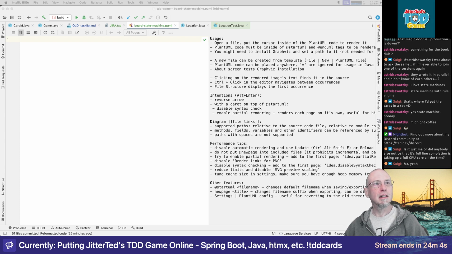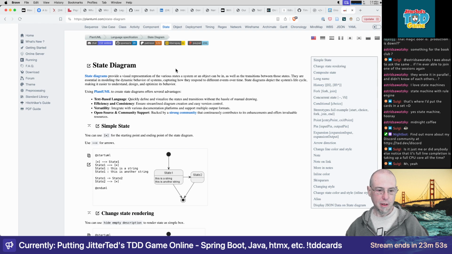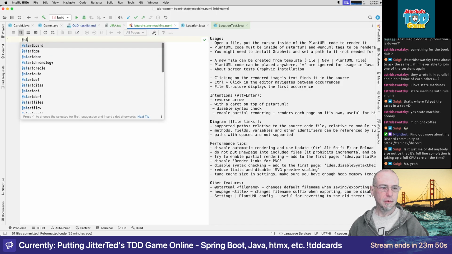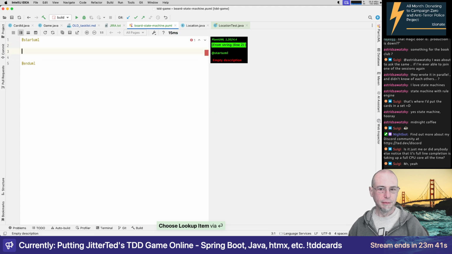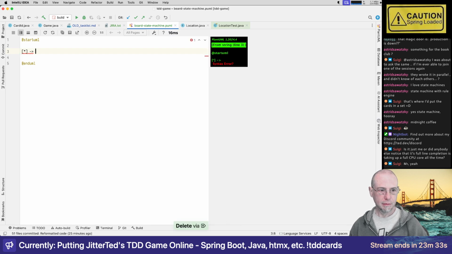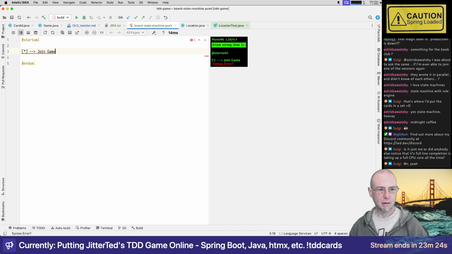All right, so let's get back to here. Okay, so let's create a state machine. So we'll do start UML, end UML. Two dashes, and that's one thing.